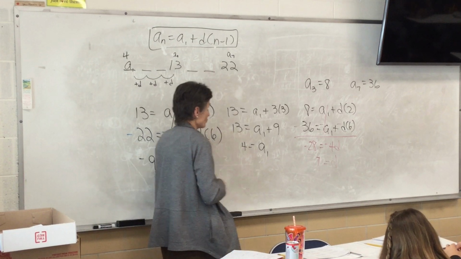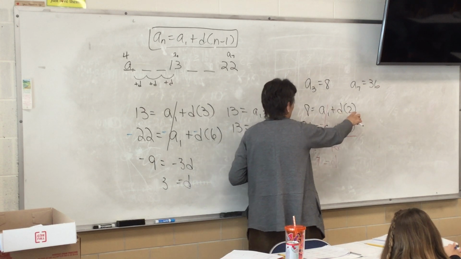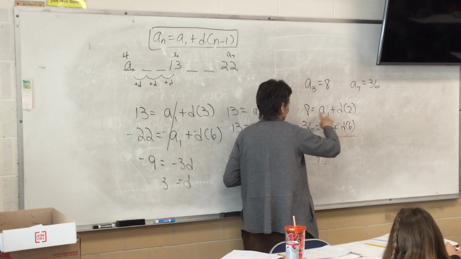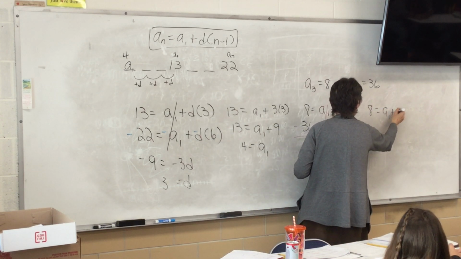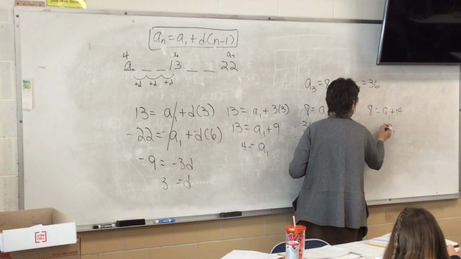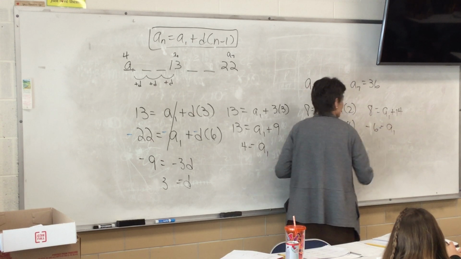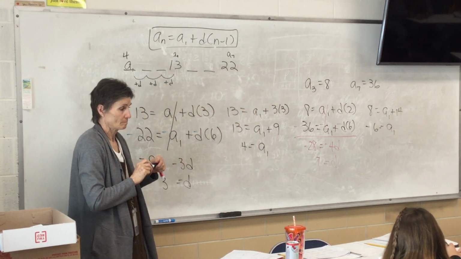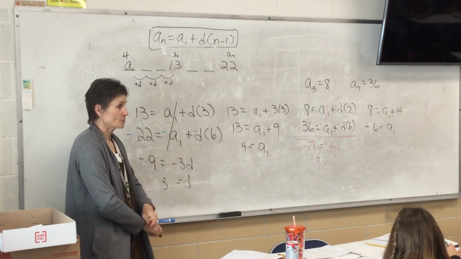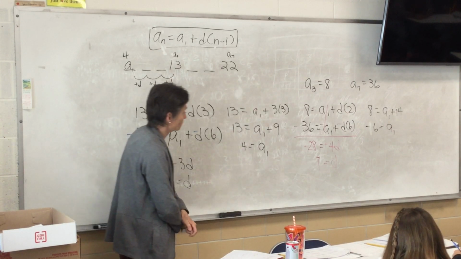So what's my first term? If d is 7, then 8 equals a sub 1 plus 14, and a sub 1 equals -6. Did you get that? Anybody else get that? I'm having trouble with my arithmetic today.